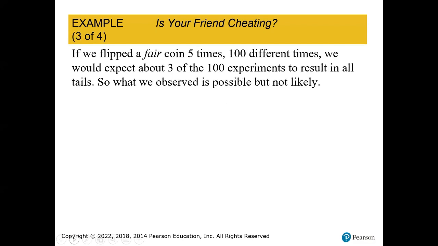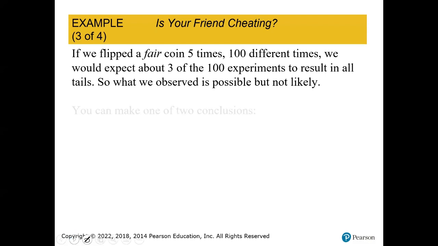If we flipped a fair coin 5 times, 100 different times, what that means is about 3 of the 100 times we did this, we would get all tails. So what we observed is possible to happen, but not entirely likely.